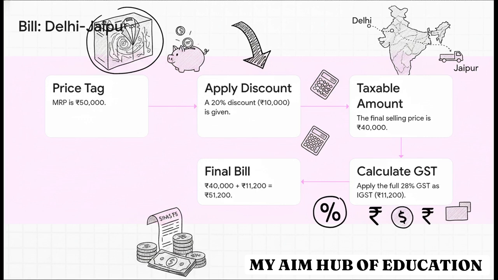The GST here is 28%, but remember, this is an interstate sale. It's crossing a border, so we don't split it. Nope, the entire 28% is charged as IGST, which comes out to 11,200 rupees. Add it all up, and your final bill is a nice, clean 51,200 rupees.